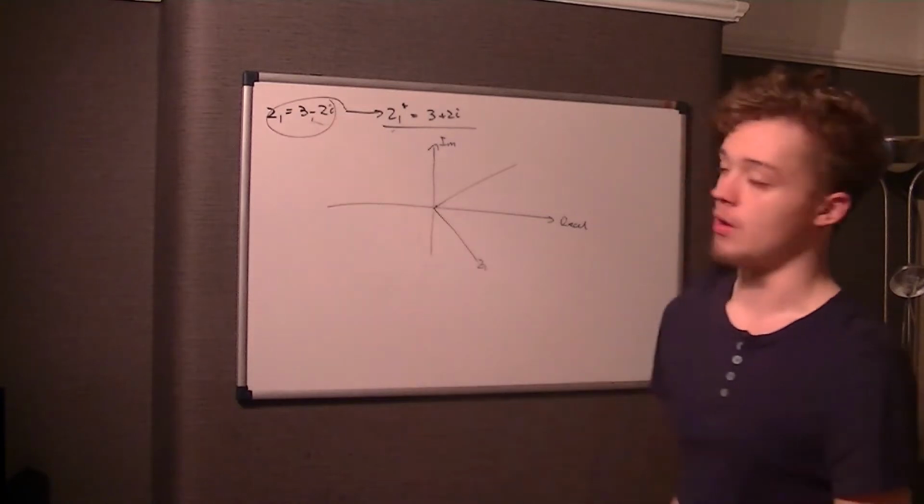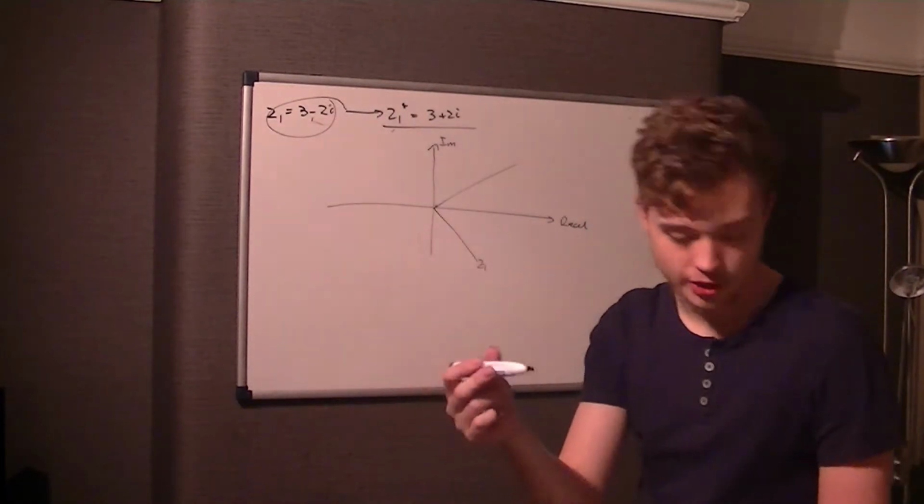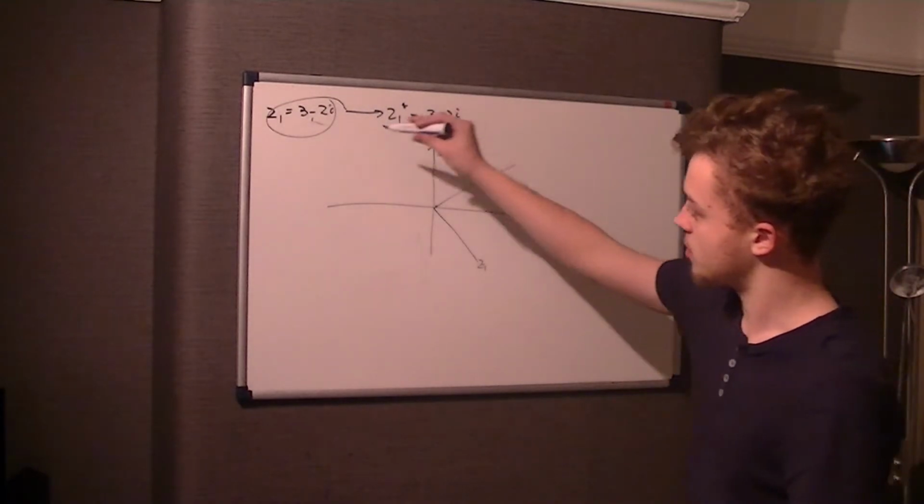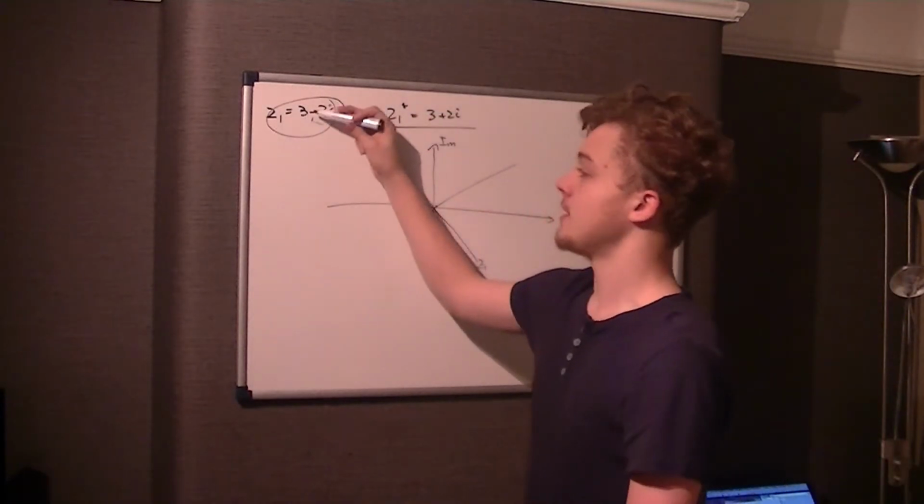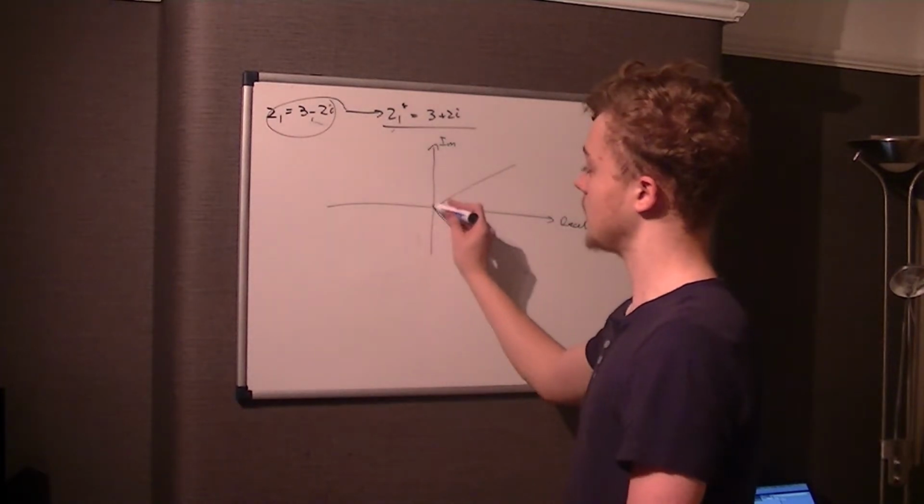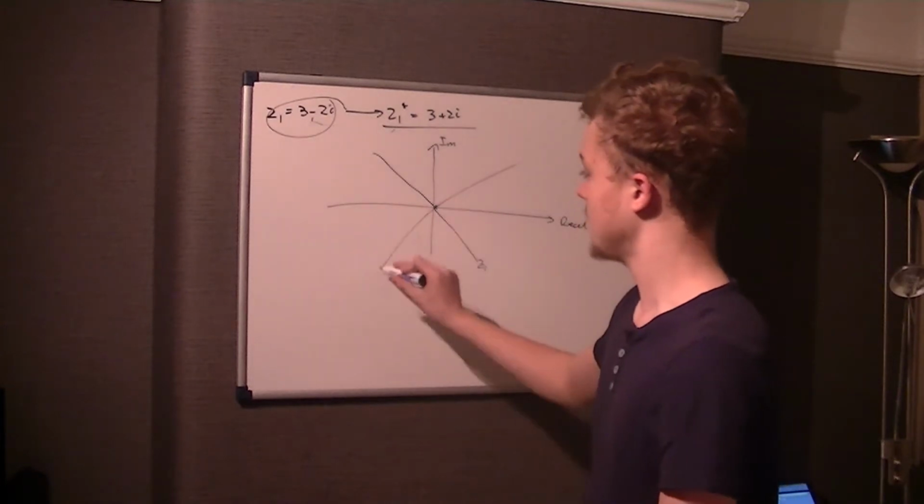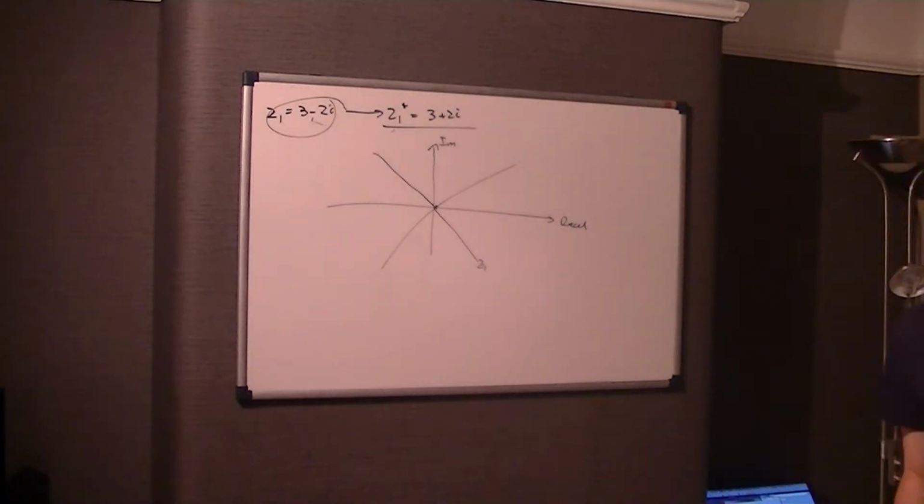anything like this, where we have the complex number, then you would always end up with the reflection in the x-axis. So if this was 3 plus 2i, or 2i take 3, then it would go like this. And if we did the complex conjugate of that, then it'd be like that.